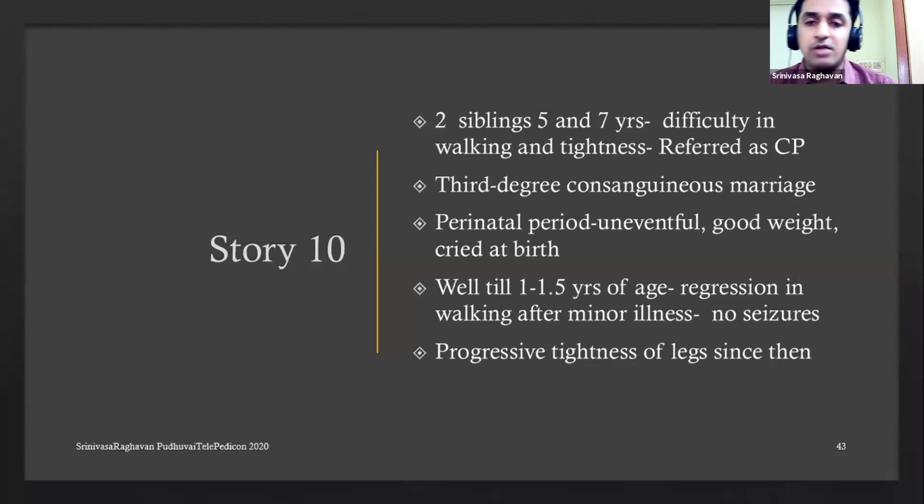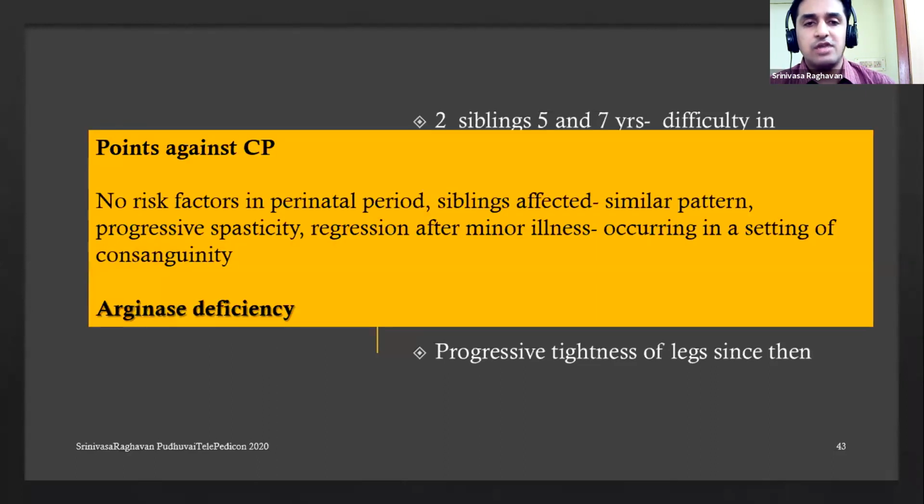These children were well till 1.5 years of age, after which they had a minor illness, following which the motor milestones regressed. But they did not have any associated seizures, and parents say the tightness is slowly increasing with age. Now, there are definite pointers to say that this is not cerebral palsy because there is no history of risk factors, siblings are affected with a similar pattern, there is progressive spasticity, regression after minor illness, and all this occurring in a setting of consanguinity. So rightly, inborn error of metabolism should be suspected, and these children were eventually proven to have arginase deficiency. So this has mimicked cerebral palsy in these children.